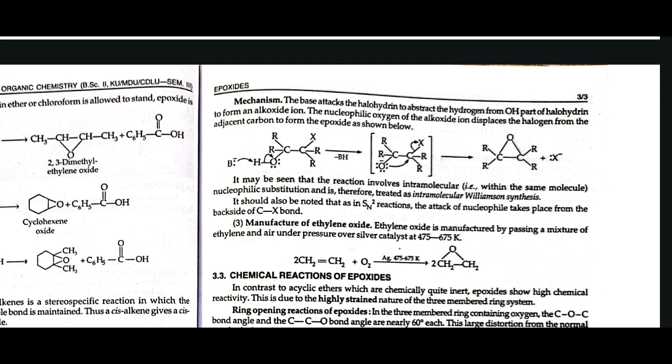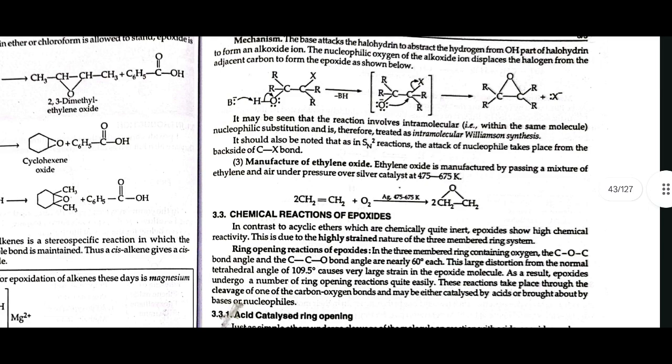The nucleophilic oxygen of the alkoxide ion displaces the halogen from the adjacent carbon to form the epoxide as shown below. It may be seen that the reaction involves intramolecular, that is, within the same molecule, nucleophilic substitution, and is therefore treated as intramolecular Williamson synthesis. It should also be noted that, as in SN2 reactions, the attack of the nucleophile takes place from the backside of the C-X bond. Manufacture of ethylene oxide.